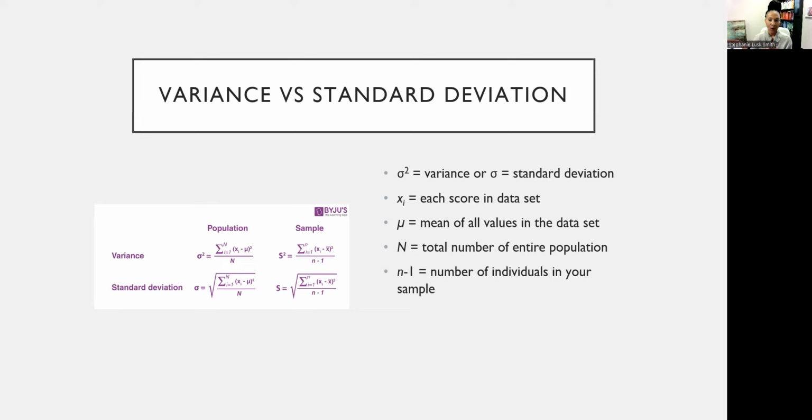So we will take our X sub 1. This is each score in our data set. We're going to subtract that from the mean, and we're going to square that number. And then if we're looking at the entire population, we'll use a capital N. And then if we're looking at this in terms of our sample that we've pulled from the entire population, we'll look at N minus 1. But these are the formulas, very simple, very straightforward formulas that will allow us to calculate the variance and the standard deviations.